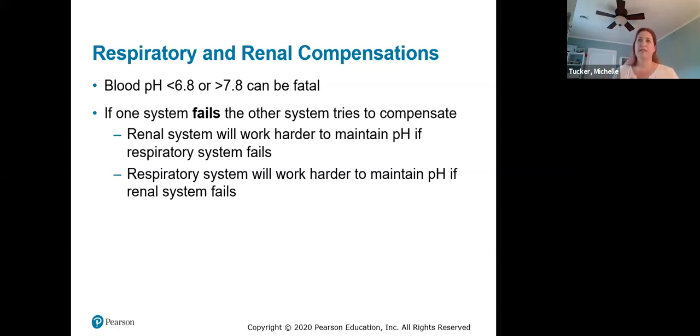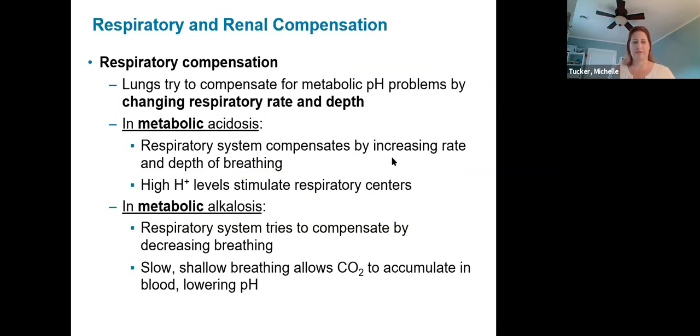When we get into longer term conditions, because there's a digestive disorder or something like pneumonia or emphysema, so a chronic condition, then if it's respiratory alkalosis or acidosis, the renal system will try to compensate. So the one that's not broken will try to compensate. If one system fails, the other system tries to compensate. The renal system will work harder to maintain pH if the respiratory system fails. The respiratory system will work harder if the renal system fails.